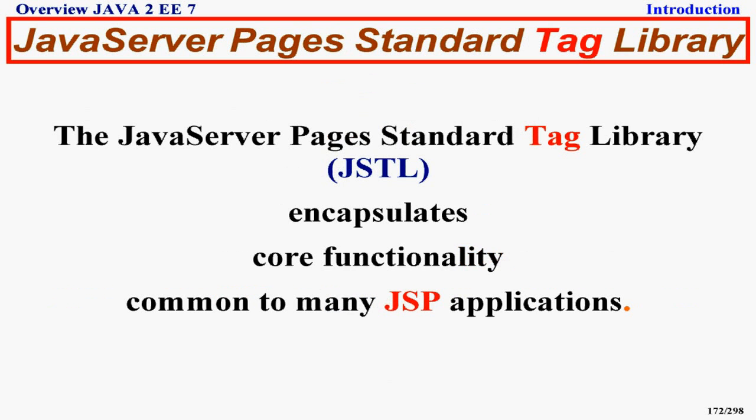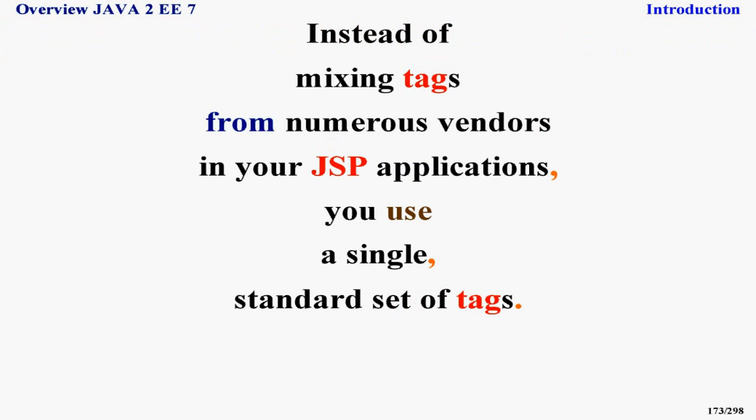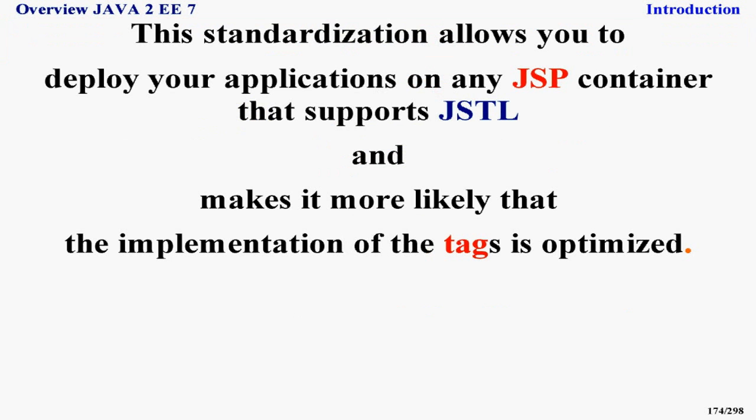Java Server Pages Standard Tag Library. The Java Server Pages Standard Tag Library (JSTL) encapsulates core functionality common to many JSP applications. Instead of mixing tags from numerous vendors in your JSP applications, you use a single, standard set of tags. This standardization allows you to deploy your applications on any JSP container that supports JSTL and makes it more likely that the implementation of the tags is optimized.